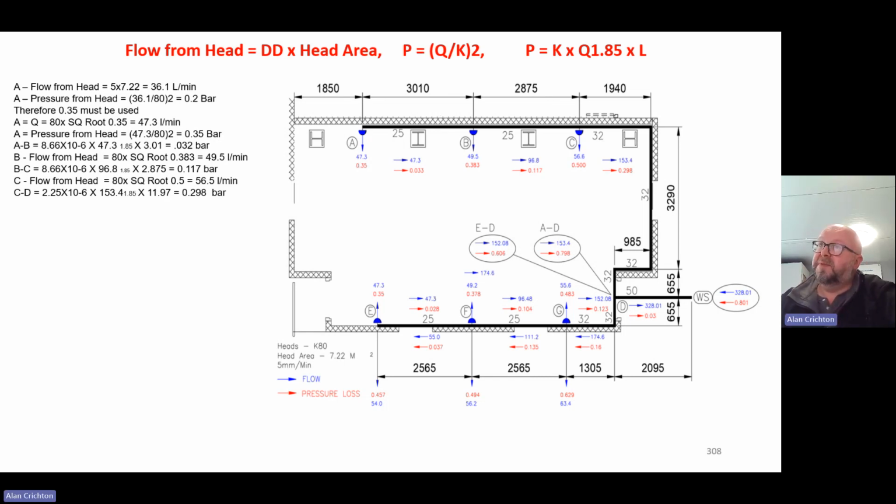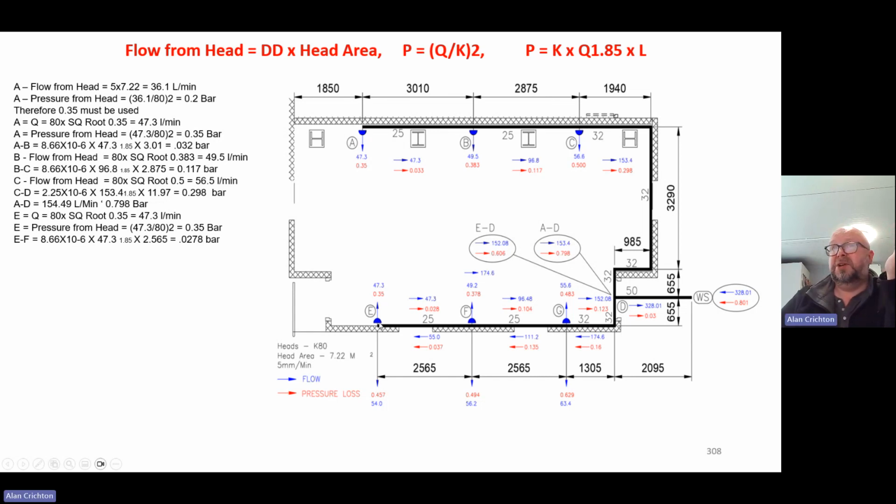We then need to do the same for the south leg, and it should be slightly easier. Okay, so if we come to the south leg, we work out what the flow from head E is, and we know it's going to be 0.35, so that's 47.3. Okay.